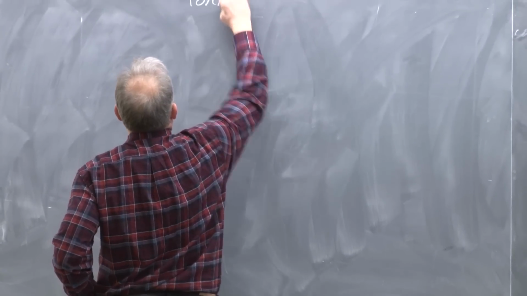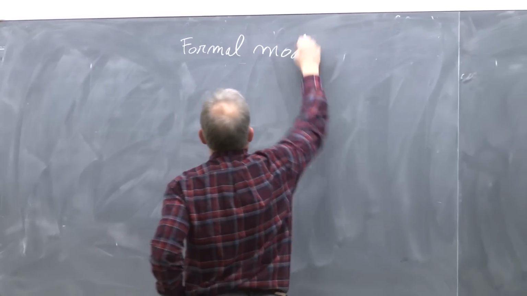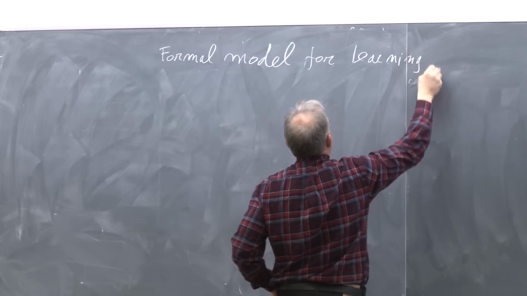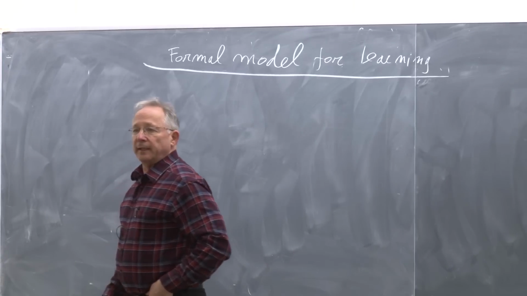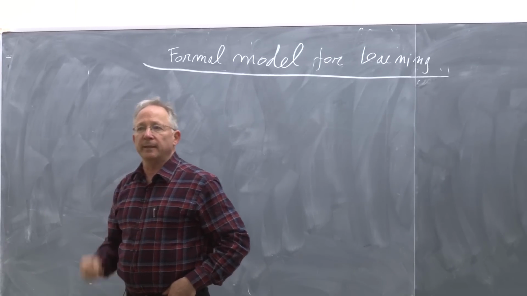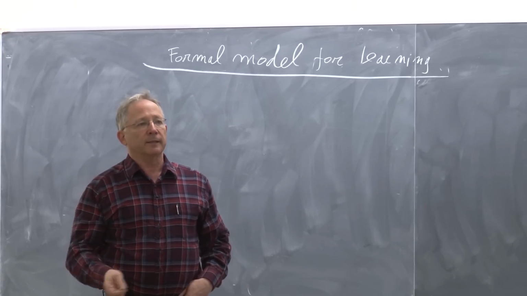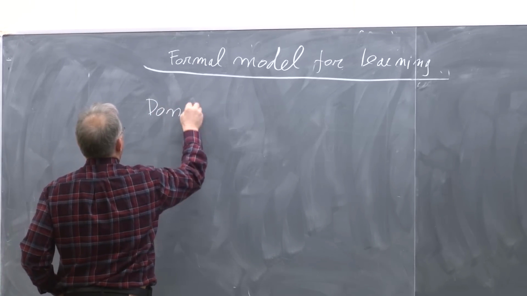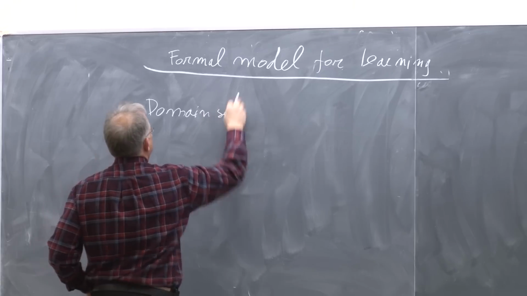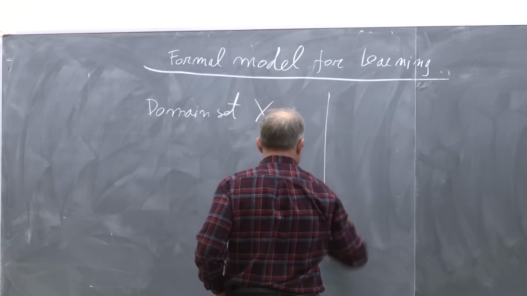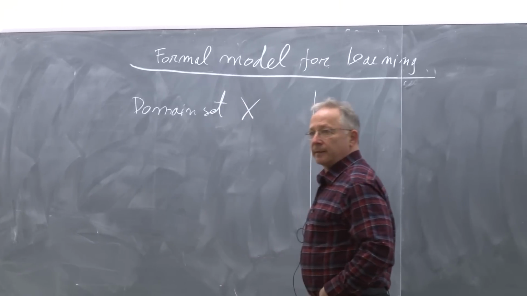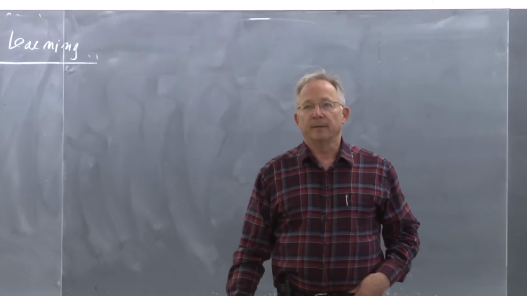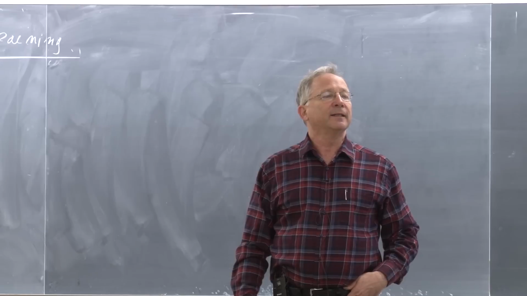So we have a formal model for learning. So the first thing that we need is some domain set. The domain set is the domain over which the instances are coming from. So we have a domain set X, and if we go to the analogy of the papaya, what is the domain set in the case of the papayas? What is our domain set? Yes? What do you say?